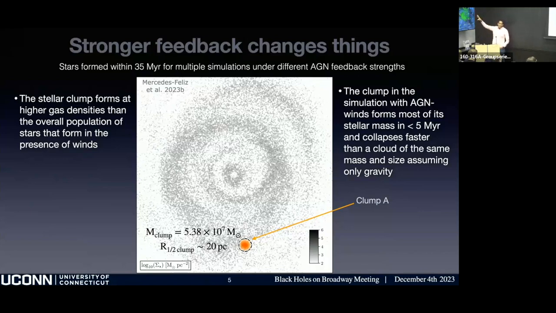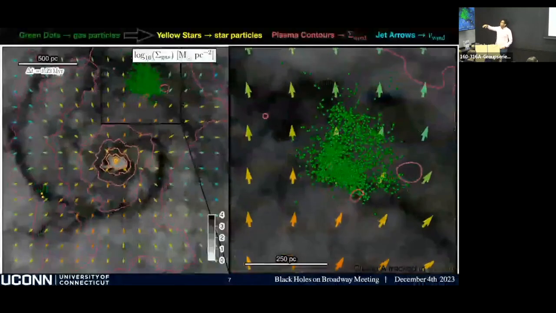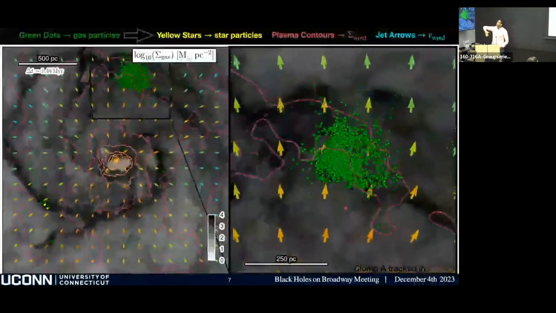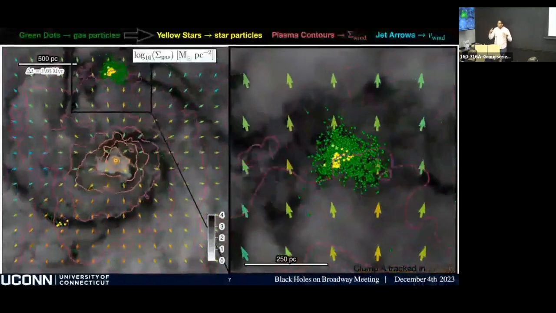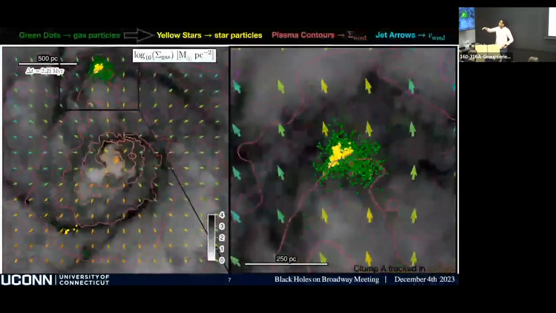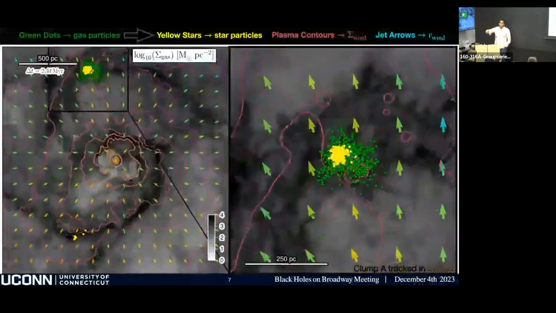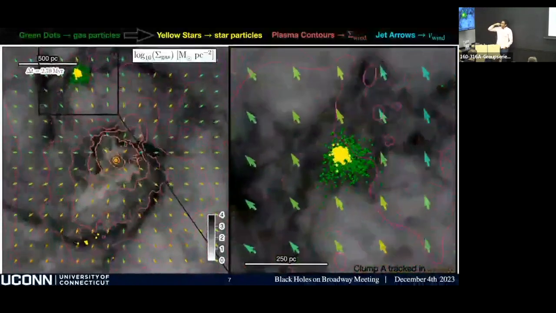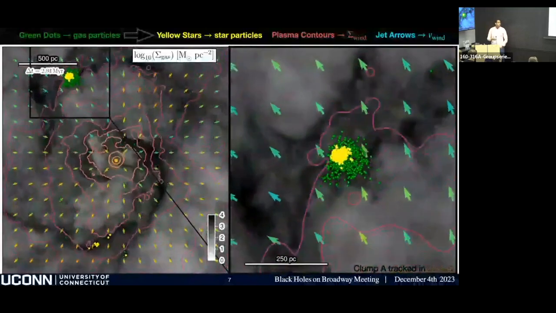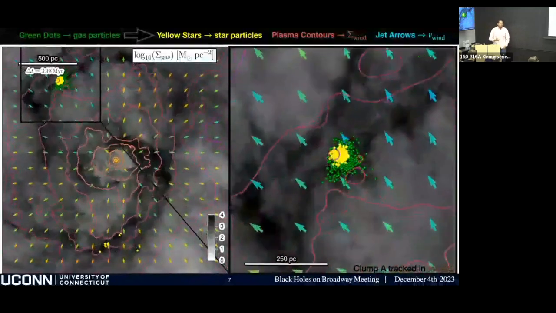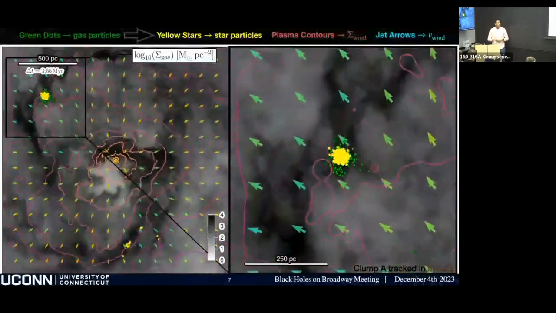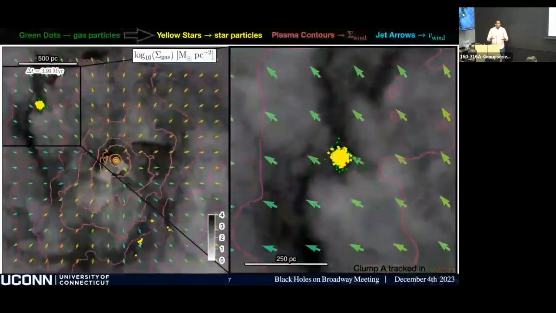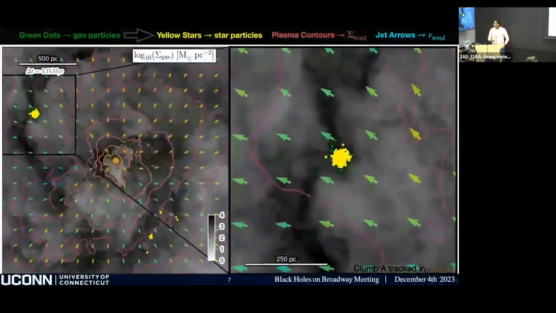This is a movie showcasing the evolution of this clump. The green points are gas particles. As you see, as the AGN winds propagate out, we're compressing the clump into a very small region, and then it immediately starts forming stars. This is happening in less than 5 million years, which is right before radiative feedback has enough time to disrupt the gas and not allow the clump to form.